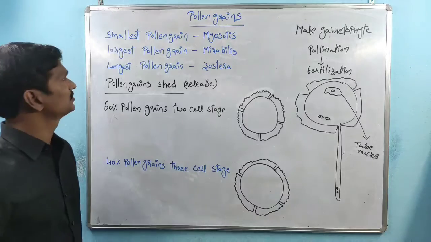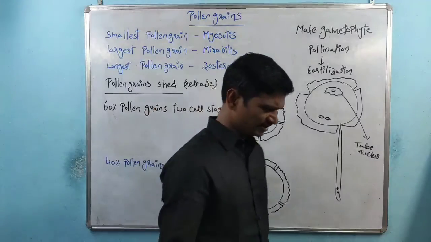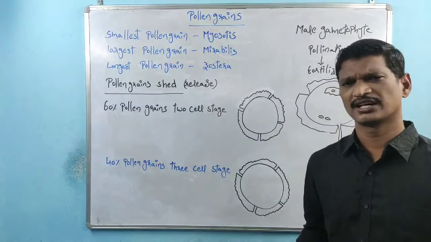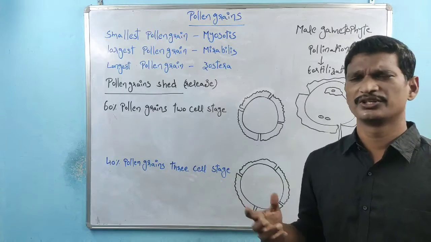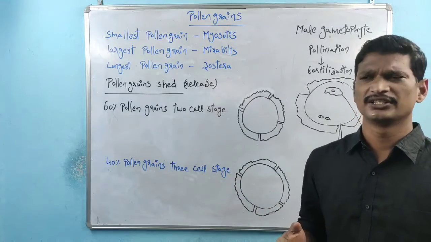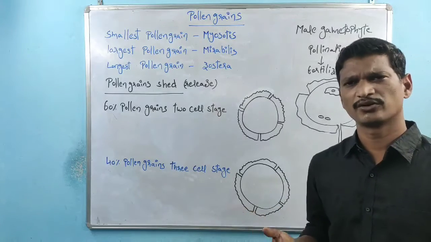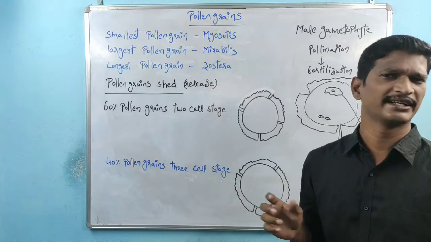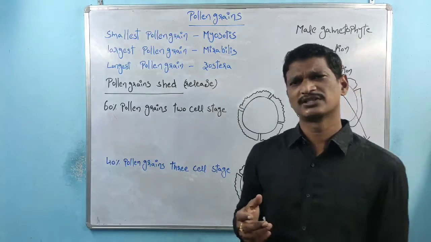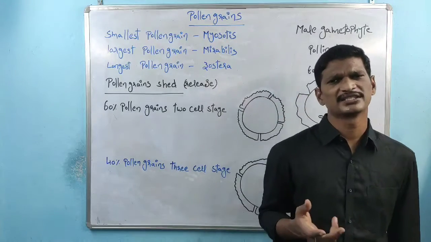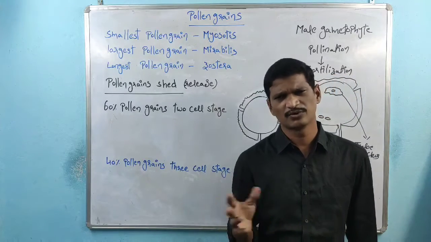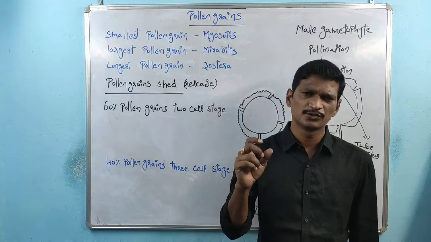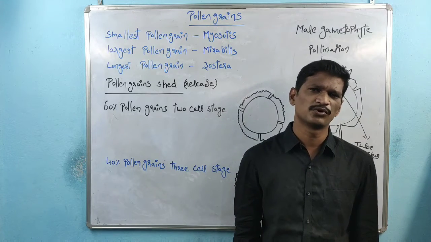Coming to this class, the smallest pollen grain. In the world, we know there is a smallest cell and a largest cell. The smallest cell is Mycoplasma, and within Mycoplasma the very smallest is PPLO, pleuropneumonia-like organisms. In animals, the largest cell is the ostrich egg. In plants, there is the Cycas ovule. That is about the small and large cells. Here we are discussing the small-sized pollen grain and the large-sized pollen grain.